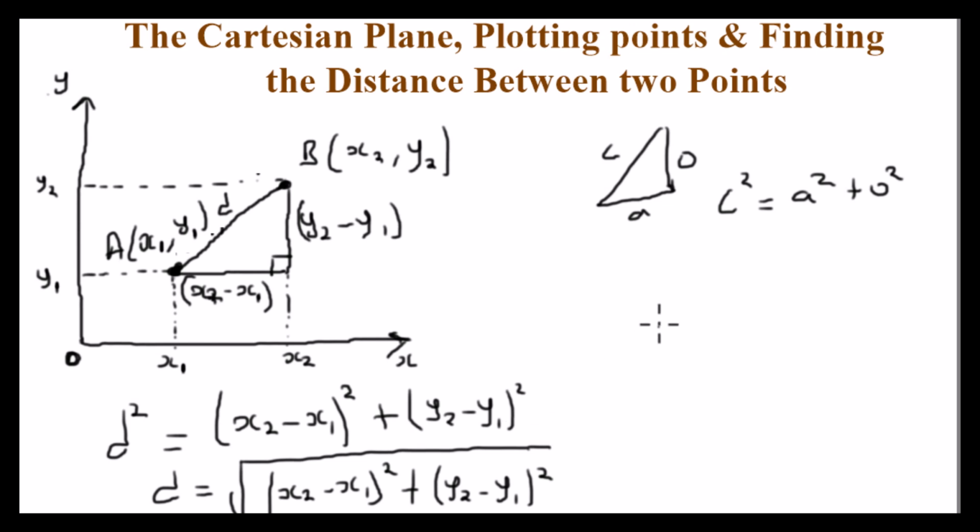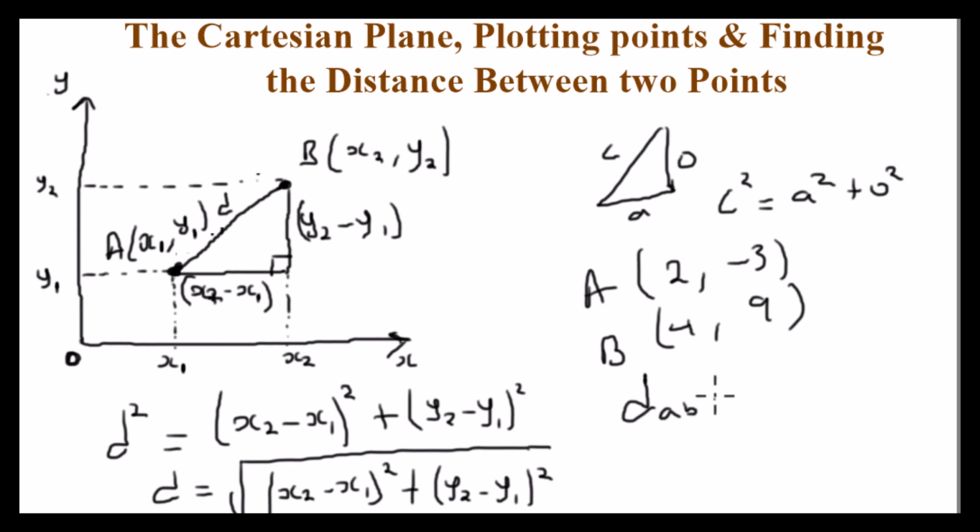Now let's just take a quick example. So let's say we're given point A. Let point A be 2 comma minus 3, and point B be equal to, let's say, 4 comma 9. And then we have to find the distance between A, B. So what do you think this will be? Now you must note that you must carry out your subtraction first, then square before you add. Don't add first before you try squaring. You might end up with a different answer.